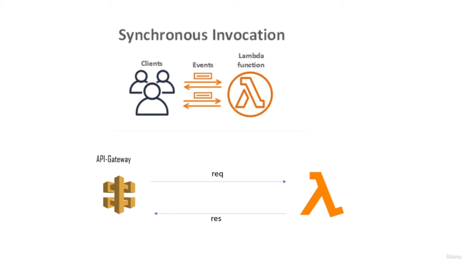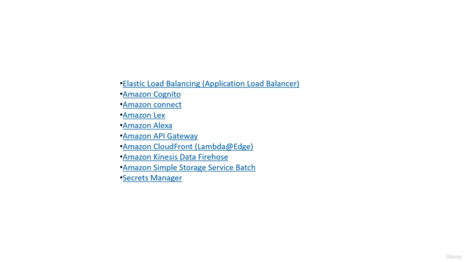So this is the most common example that you will encounter, that of the API gateway sending a synchronous invocation to the Lambda. Now there are other services through which you can have synchronous invocation as well. These include services like Elastic Load Balancing, Cognito, Connect, Lex, API Gateway, Secrets Manager, and a few more. Now, the most important services here are the Load Balancer and the API Gateway. So in these services, you expect a response back from the Lambda after the processing has been done in that Lambda. So now let me show you a few examples of this.